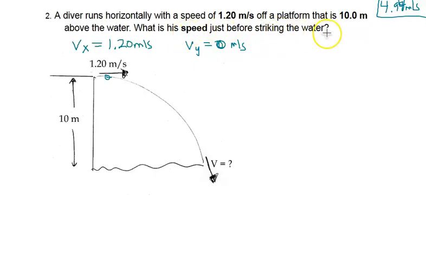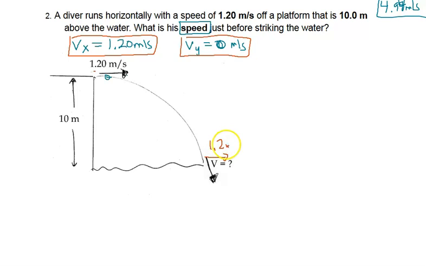Okay. We want the speed just before striking the water. Your brain is going to want to go to a formula that has to do with speed first. So you'd be like, okay, speed. Speed is step 1, find Vx. Got that. Step 2, find Vy. We want Vy here. So it's going over at 1.2 and down at some speed we don't know.